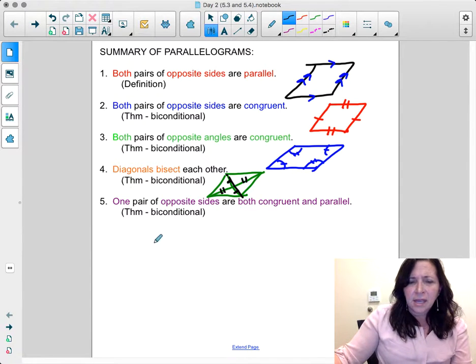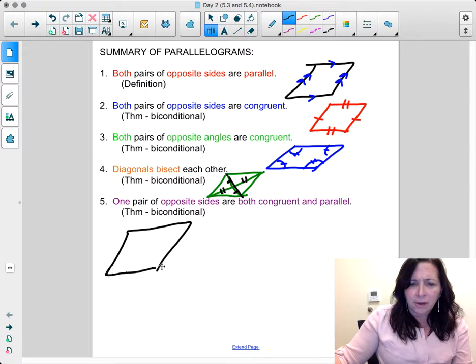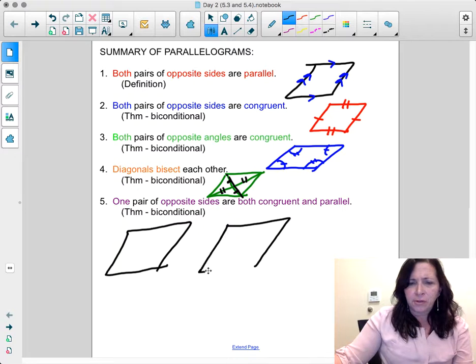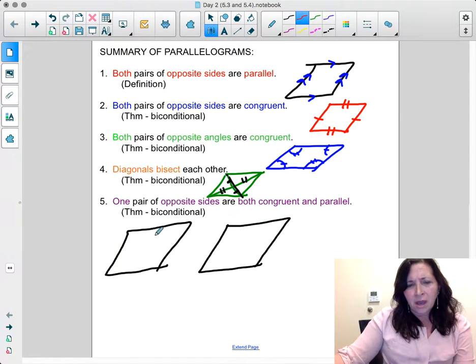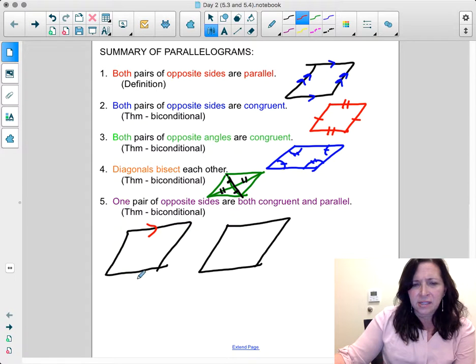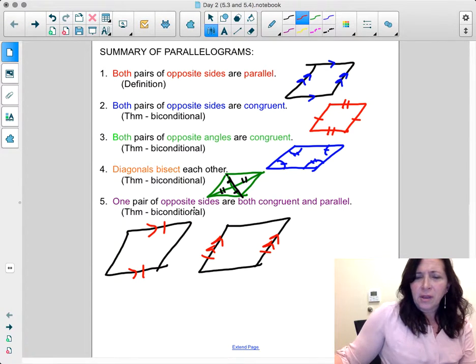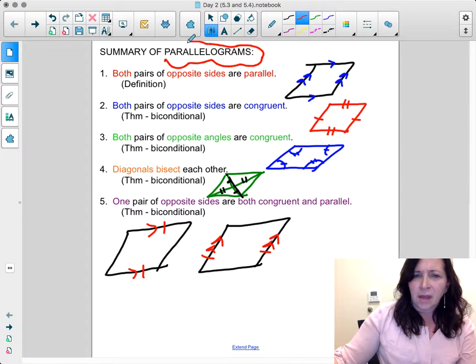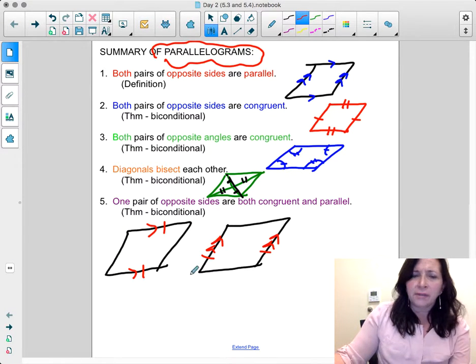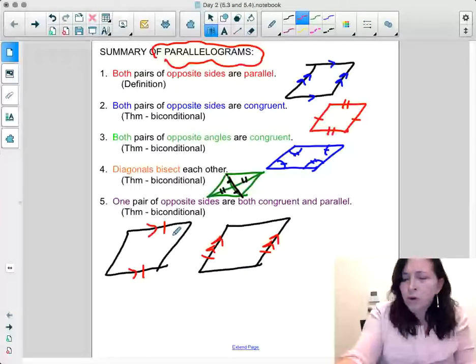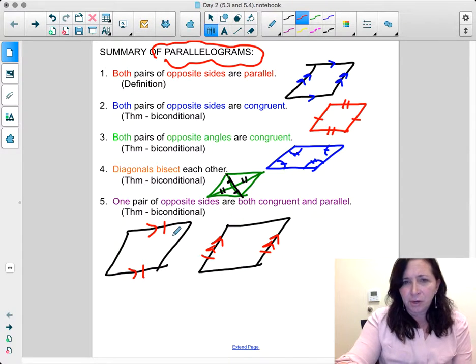And lastly, if you have a parallelogram that has one pair of opposite sides both congruent and parallel. So I'm going to draw two shapes to show you for this problem. One pair of opposite sides is parallel, and at the same time, it's congruent. I could also have said this side is parallel to this side, and one side congruent to one side. So if you have a parallelogram, it is going to have all of these qualities.